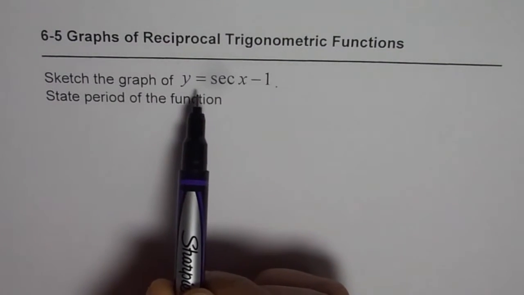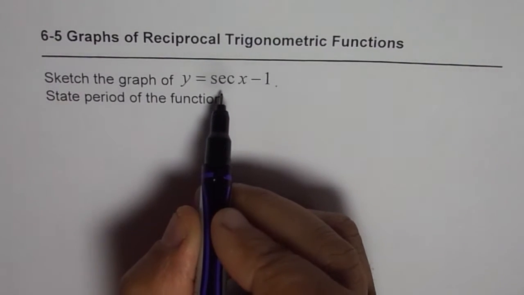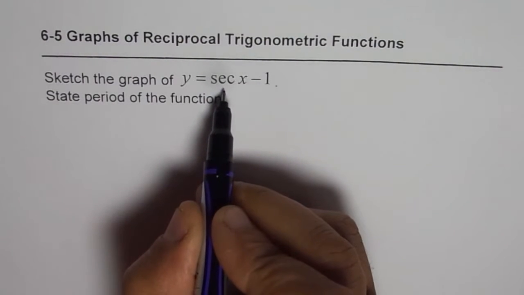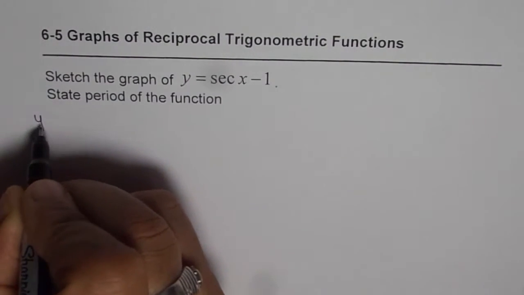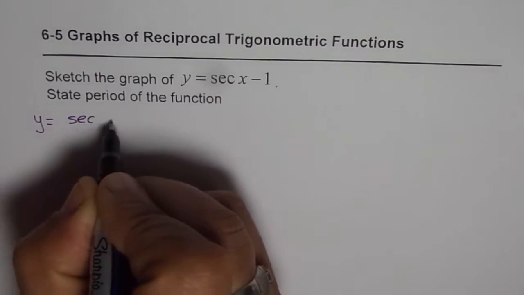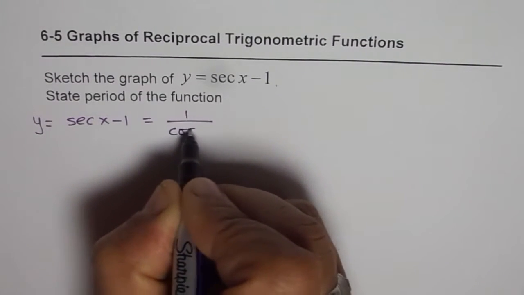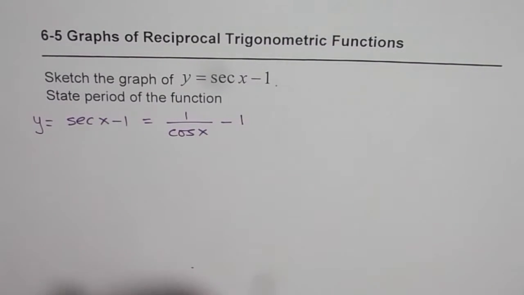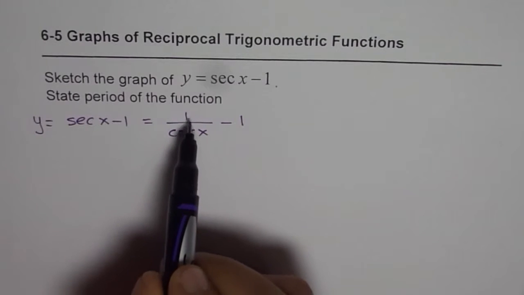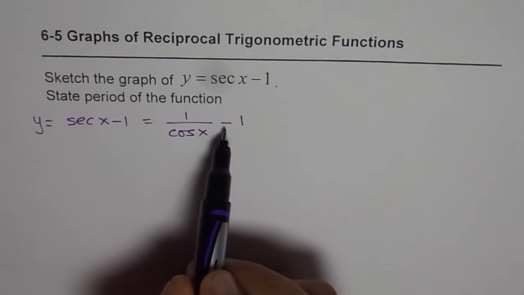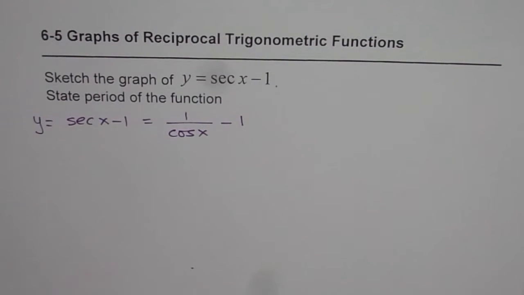To sketch the graph of y equals secant x minus 1, we should start with the primary trigonometric ratio cos x, correct? So let me rewrite this function. We'll say y equals secant x minus 1 is equal to 1 over cos x minus 1. So we will actually sketch cos x first, then do the reciprocal of that, and then translate the whole thing 1 unit down. So these are the steps to be followed.